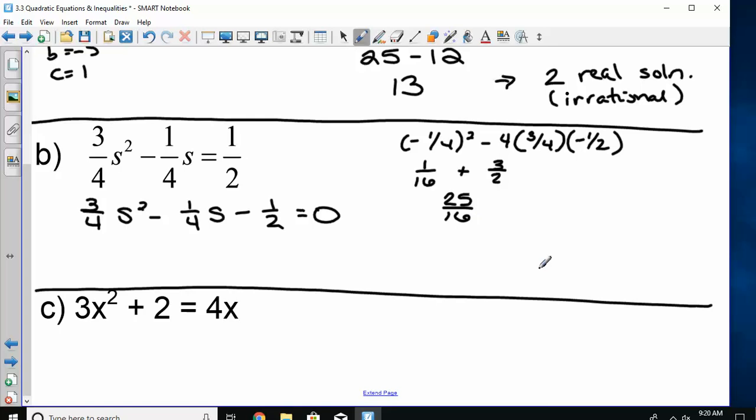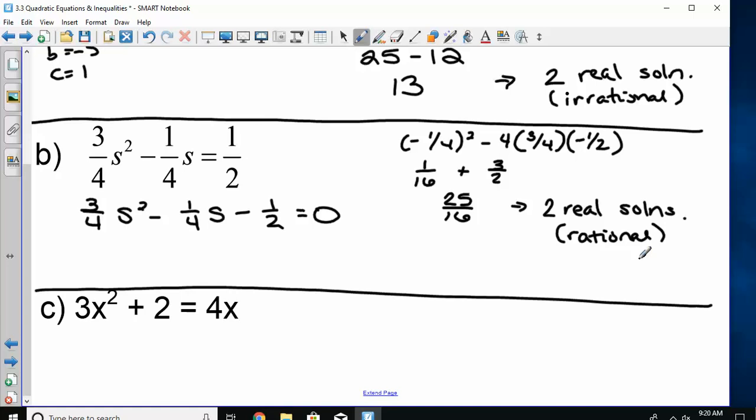Check my math. Did you guys get 25 over 16? Okay. That's a positive number. So are my answers real or imaginary? Real. It's not 0, so that means we have 2 real solutions. Okay, would this one be rational or irrational? Rational. This is a perfect square. You can do the square root. So what that means is in the actual quadratic formula, the radical disappears and you get nice answers.